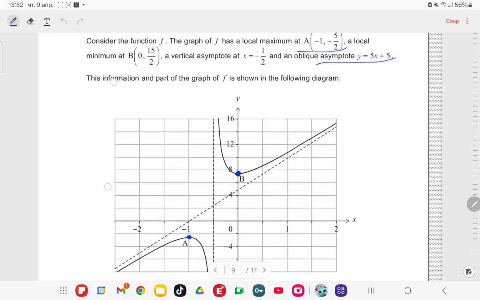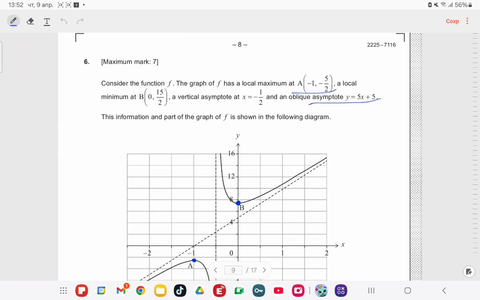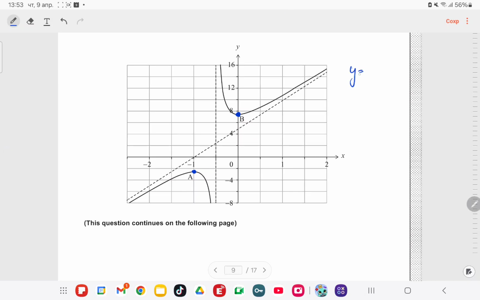I will sketch exactly here on the same graph, because there is no reason for me to show how it works, because I would have to switch from one paper to another to show how the graph of the initial function looks. So we have to sketch y equals the absolute value of f of x. What does it mean? What kind of transformation do we have to use here? For sure, it is a reflection of the negative part of the graph to the positive part around the x-axis. So whatever graph we have below the x-axis, exactly this graph reflects.